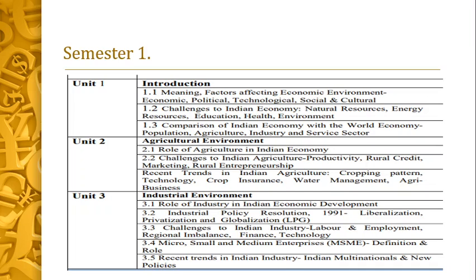Then your second unit is agriculture and environment. This is your syllabus of semester first. And in this session, we'll talk only about semester first, not semester second, because we are studying for semester first, and in the next semester, we'll talk about semester second. So your semester first comprises just 3 units, 1, 2, and 3. Then the third unit is the industrial environment. We'll talk about it in the upcoming lecture.